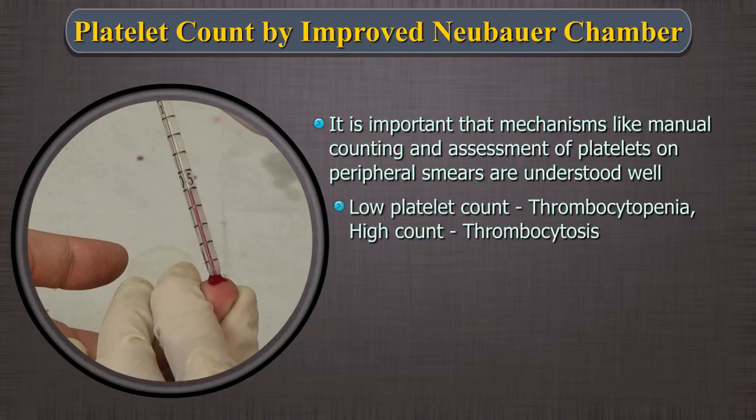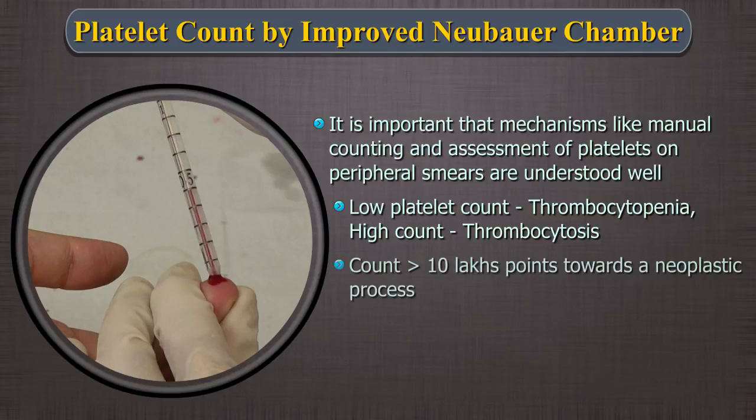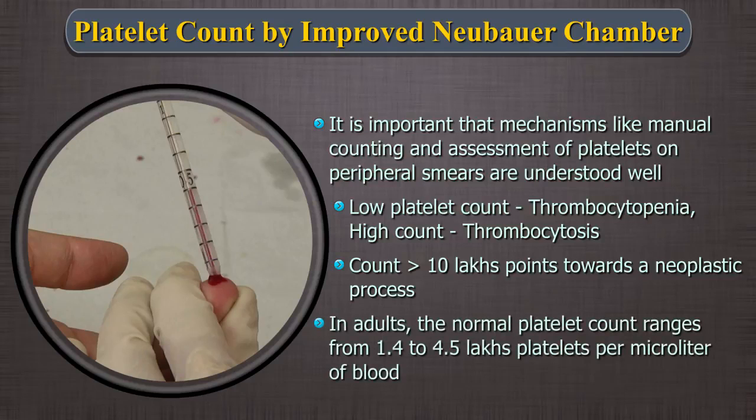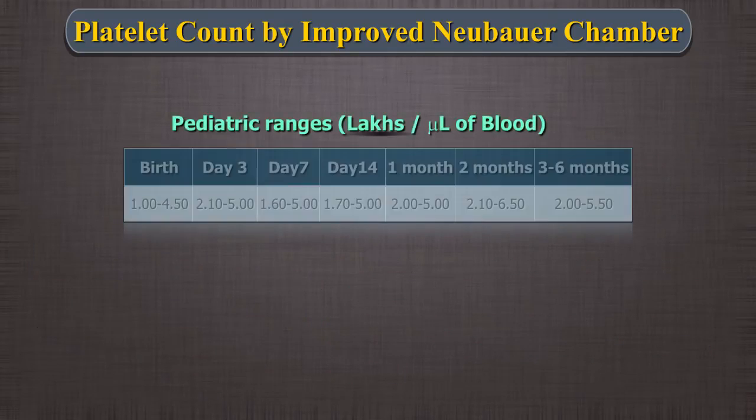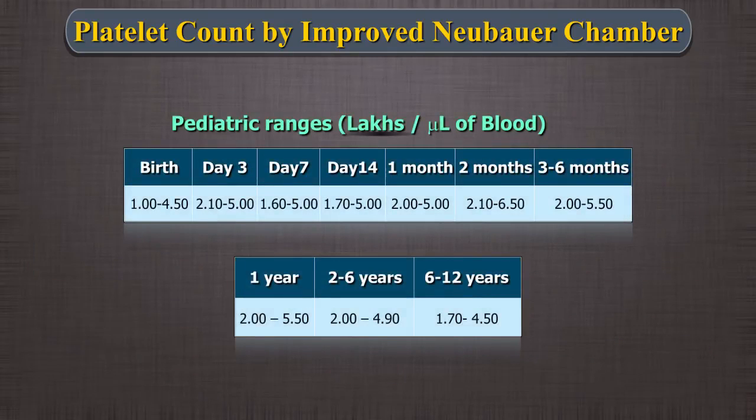A low platelet count is called thrombocytopenia and a high count thrombocytosis. A count greater than 10 lakhs points towards a neoplastic process in most cases. In adults, the normal platelet count ranges from 1.4 to 4.5 lakhs platelets per microliter of blood. Pediatric ranges are different, as shown in the table.